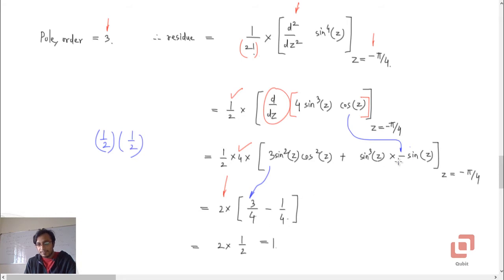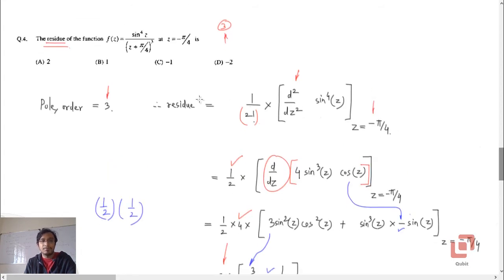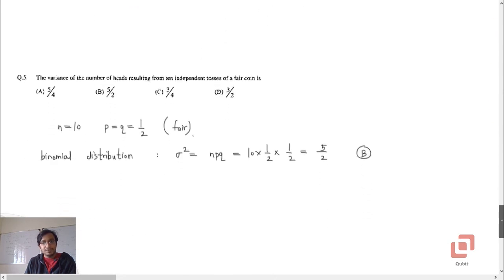Minus sine to the power 4z. Now sine z is minus 1 upon root 2, so its fourth power will be 1 upon 4. So 3 minus 1, 2, 2 by 4 is 1 upon 2, and 1 upon 2 into this 2 will be 1. So option B. A straightforward question, but it might take you some time to actually find the second derivative. Okay, so this is question 4.